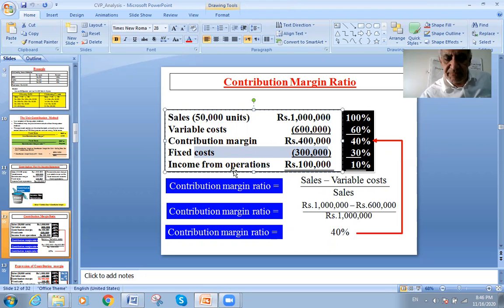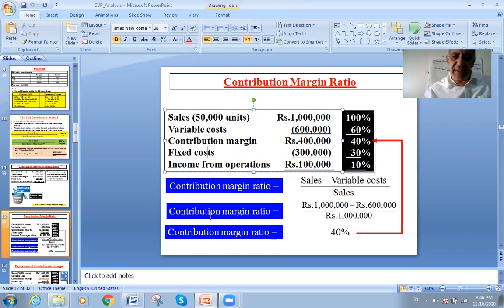If I tell you only to give me the contribution margin, then you will say the sales, or the revenues, minus the variable costs only. Sales or revenues are the same. Then this will give me the contribution margin.